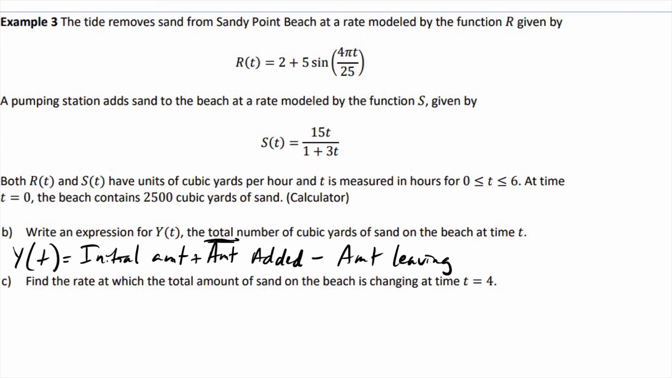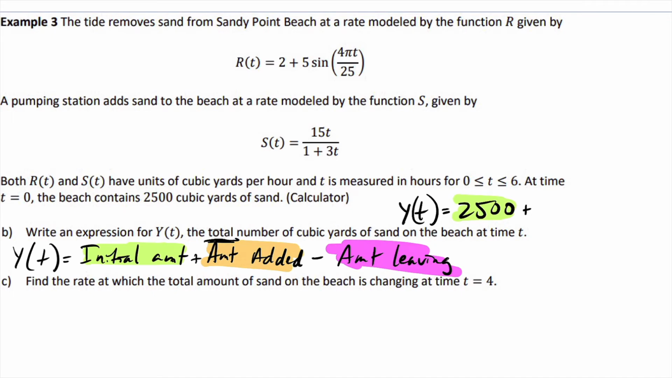Okay. Well, we have values for that. Okay. Initial amount. What is that? Do I have a number for initial amount? 2,500. Okay, so let's do that. 2,500 plus, use another color, amount added minus amount leaving.